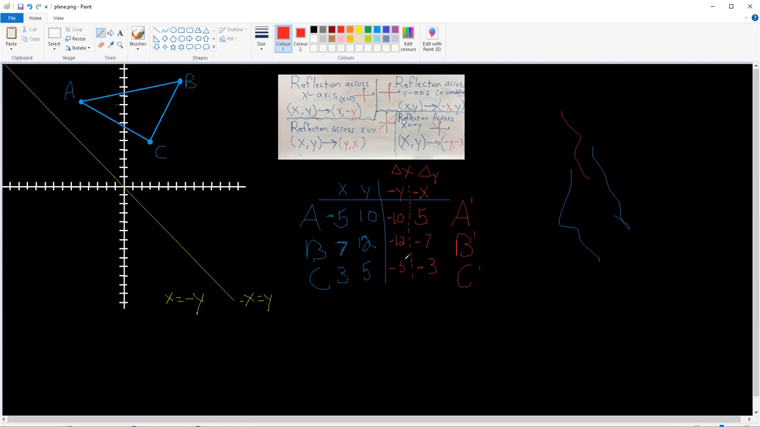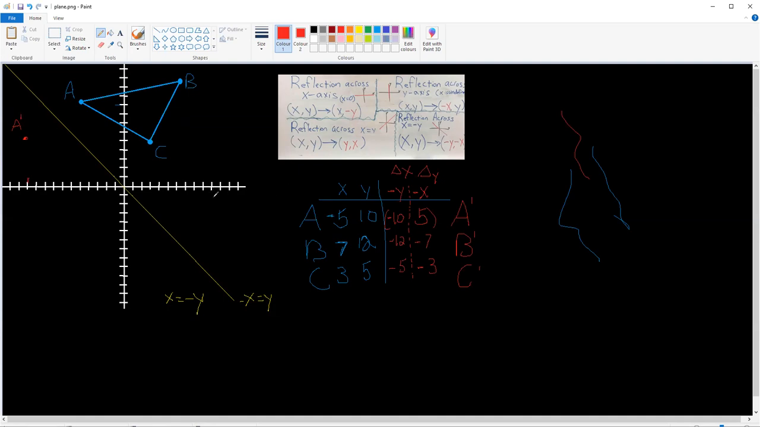So let's plot these points here. So negative 10, comma 5. So that's going to be point A, negative 1, 2, 3, 4, 5, 6, 7, 8, 9, 10, and 1, 2, 3, 4, 5. So about right there. Close. That is my A prime.